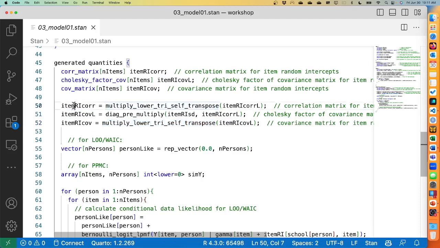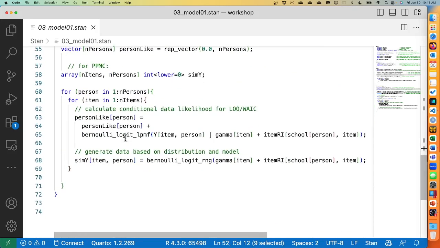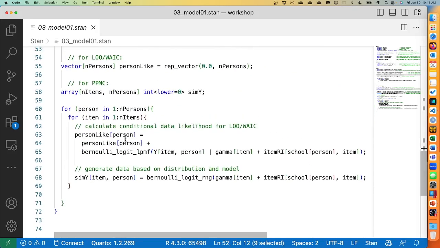So these are really what we're interested in. What's the correlation amongst random intercepts, and what's the covariance of random intercepts across schools? So that is the key in this model. And then later on, I have model fit and LOO WAIC information if you wanted to go and calculate that as well, for model comparison. Okay, any questions? That's just parameters. Any questions?